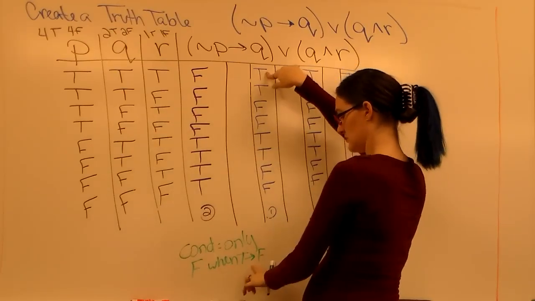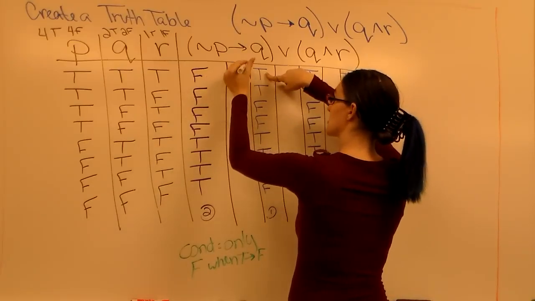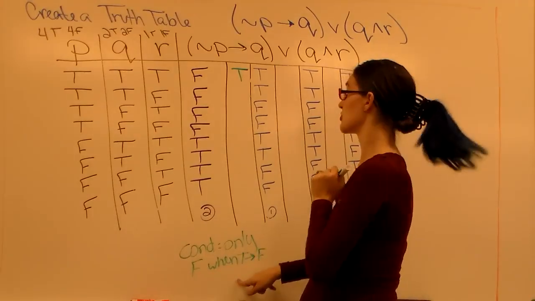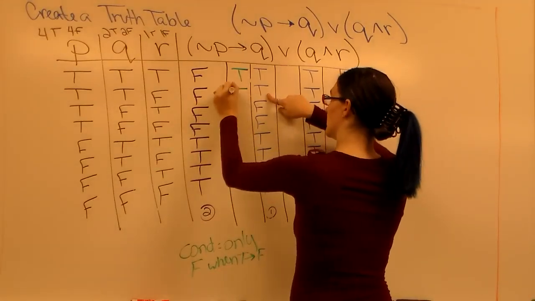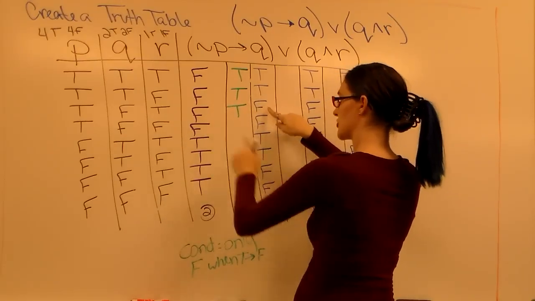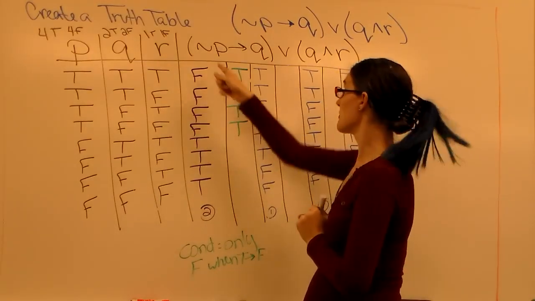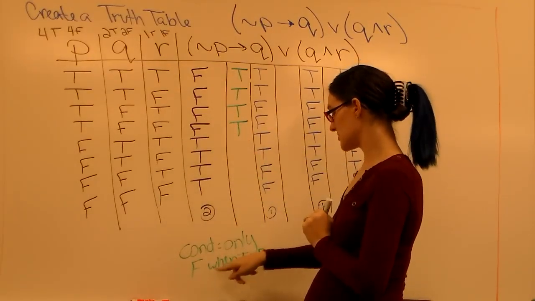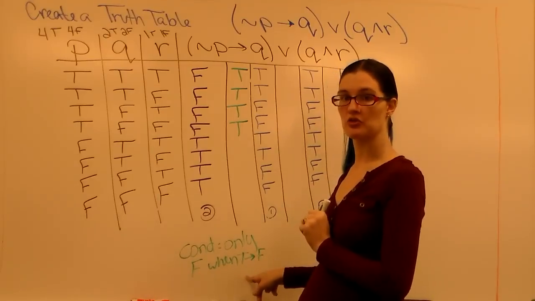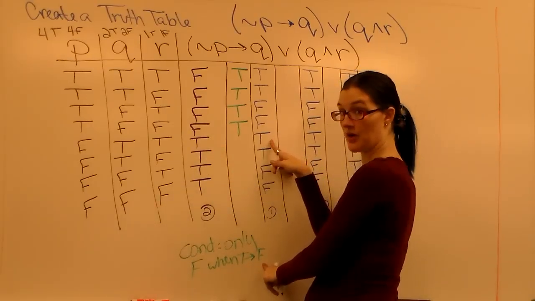False then true. Conditionals are only false when true, false. This is not true, false, so it is not false. It is true. Only false when true, false. False, true, still true. False, false, still true. False, false, still true. So far the entire first one has been false, so there's no way it could be false. Only false when true, false.